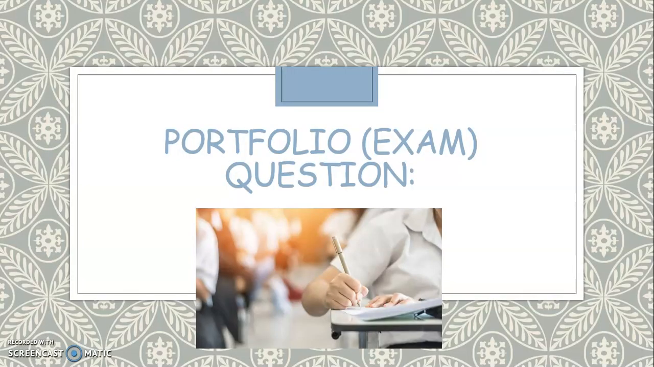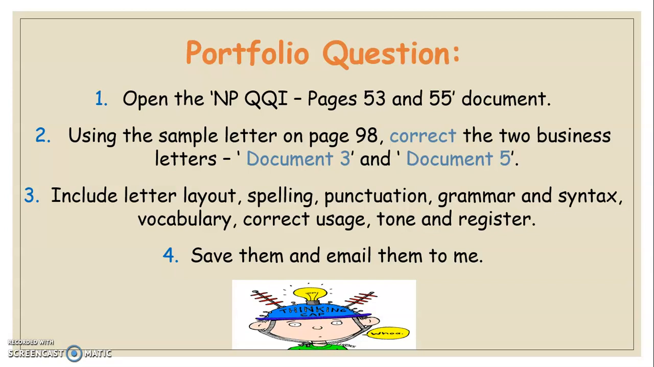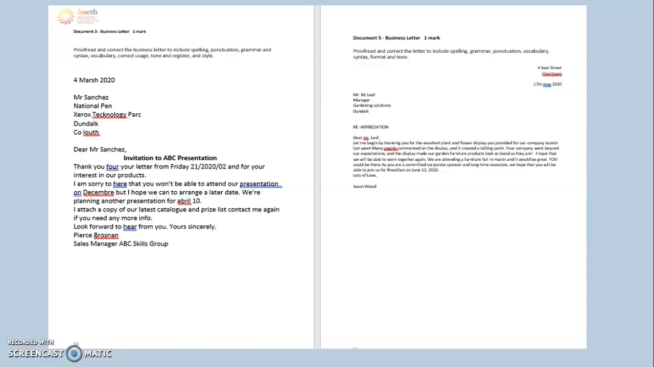Now this brings us on to our portfolio or our exam question. The portfolio question. Open the National Pen QQI pages 53 and 55 document. Using the sample letter on page 98, correct the 2 business letters, document 3 and document 5. Include letter layout, spelling, punctuation, grammar and syntax, vocabulary, correct usage, tone and register. Save them and email them to me. You can pause this video here while you complete that activity. These are the 2 exercises. Read and proofread.